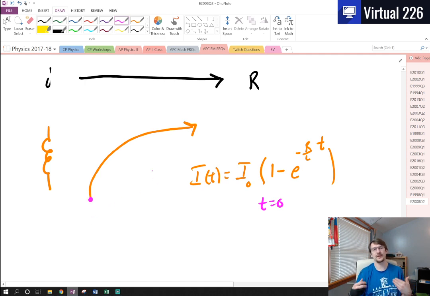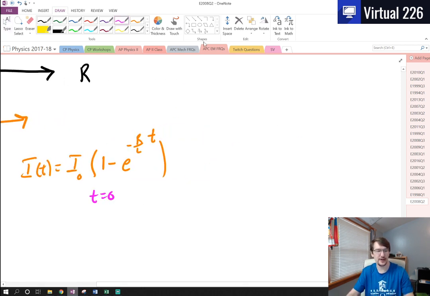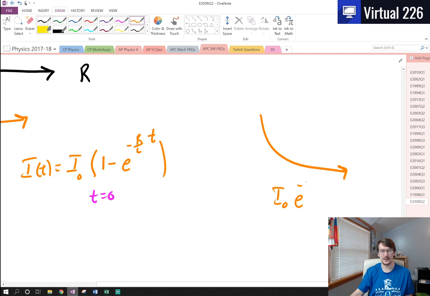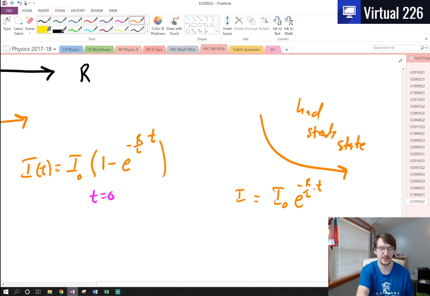If for some reason we had a steady state and we opened the switch, the inductor would go the opposite direction. It would come down like this, which would be I naught e to the minus R over L times t. Okay, we don't see this. This is if you already had a steady state. No reason it couldn't happen. We just don't see it often on the test.